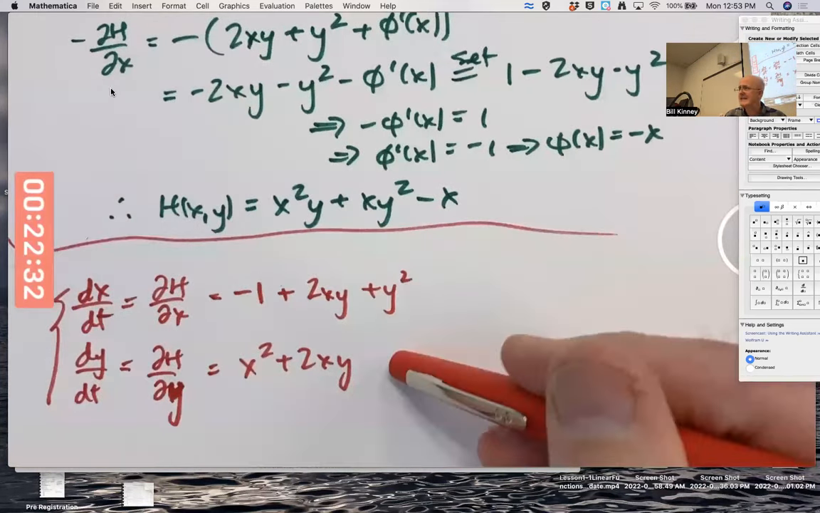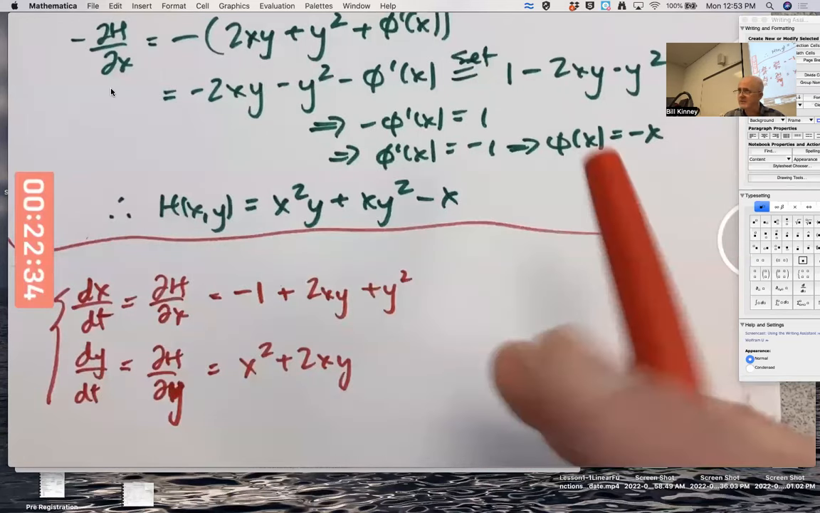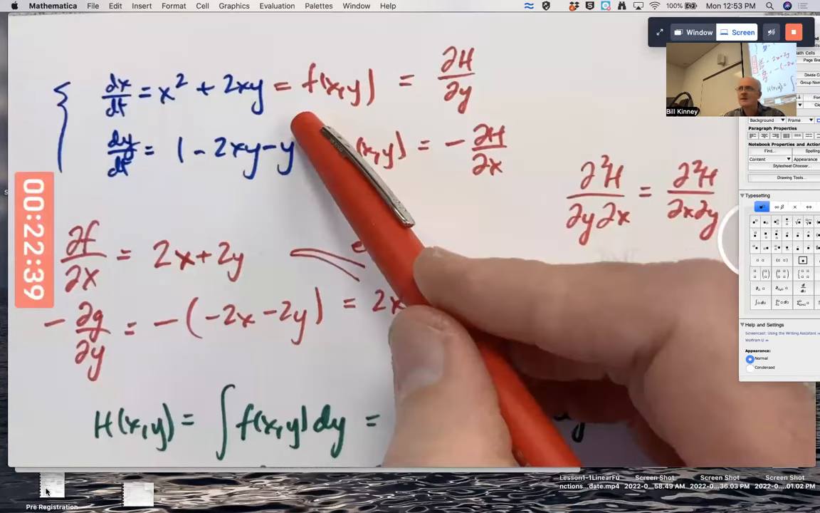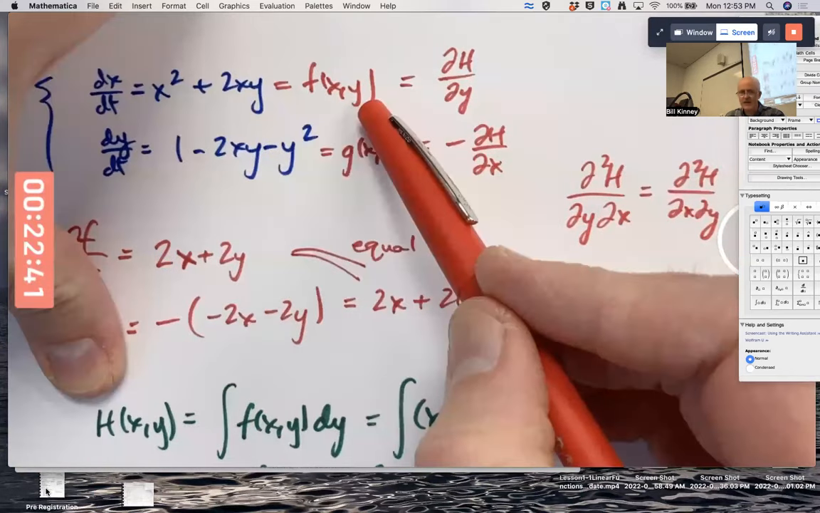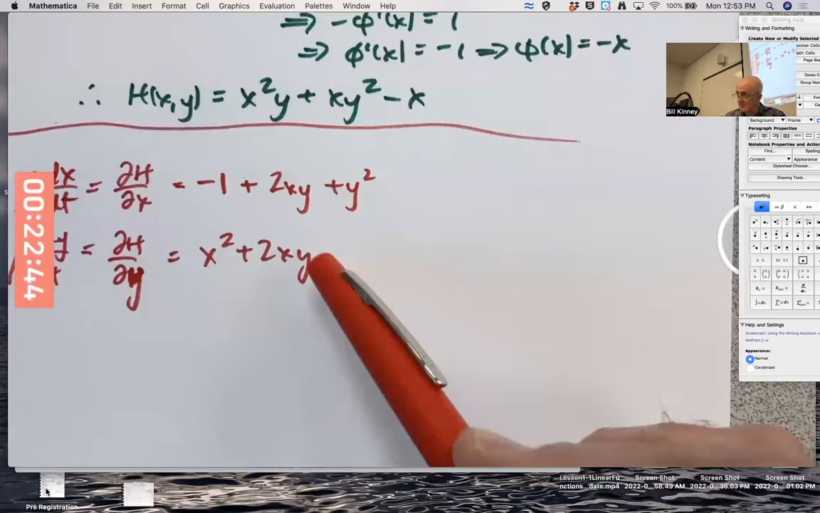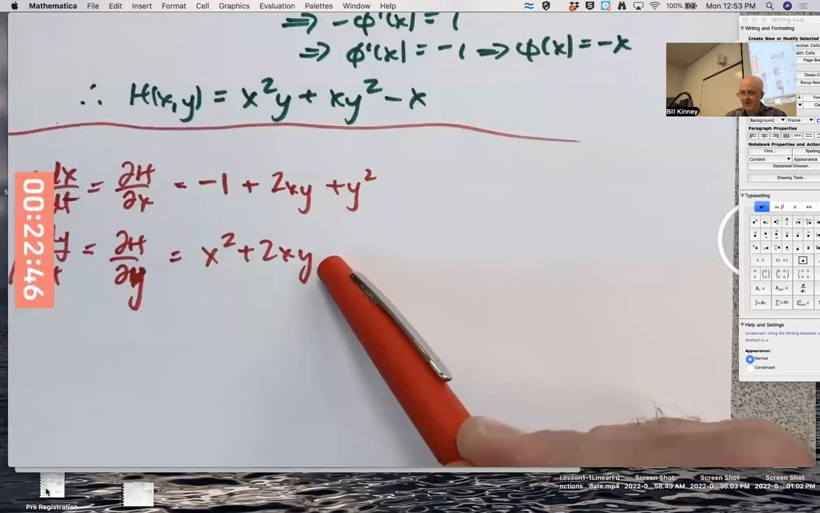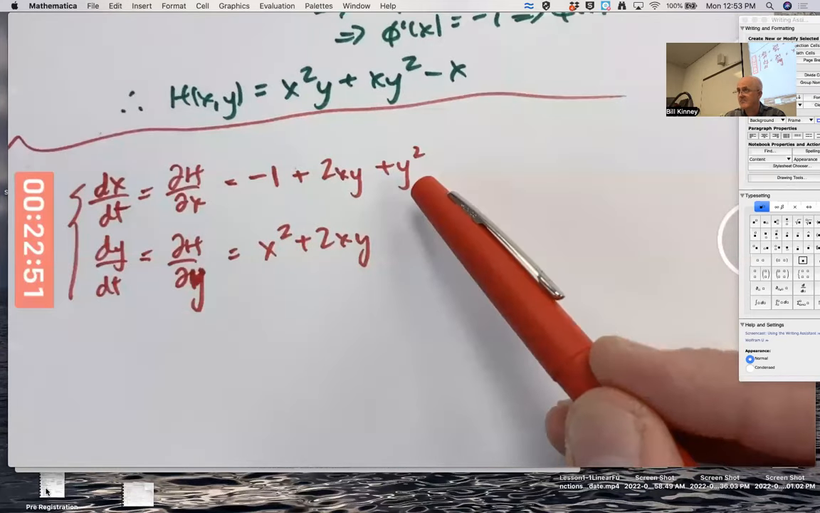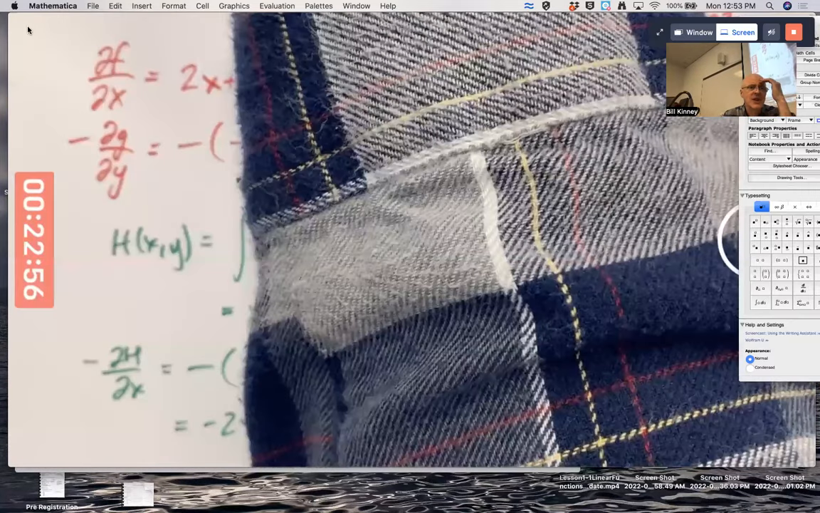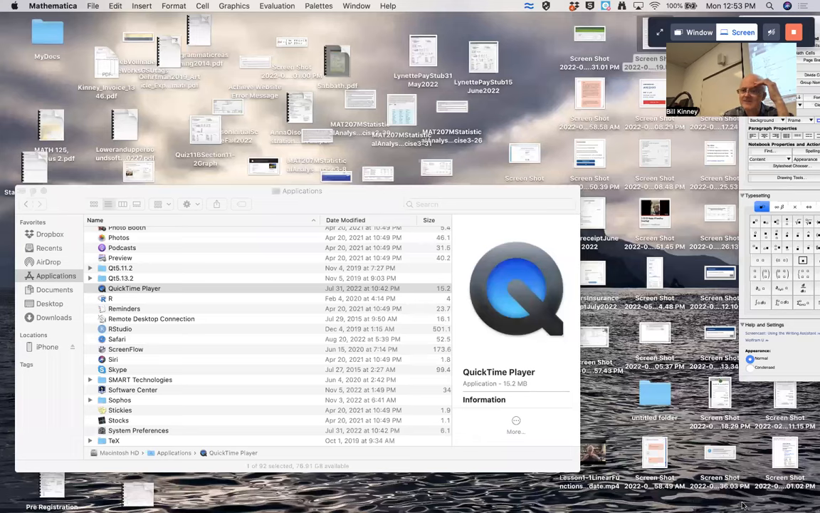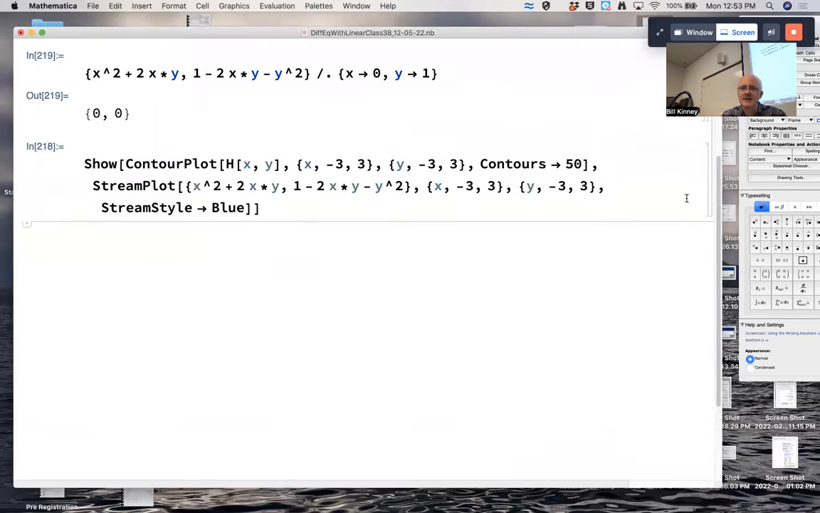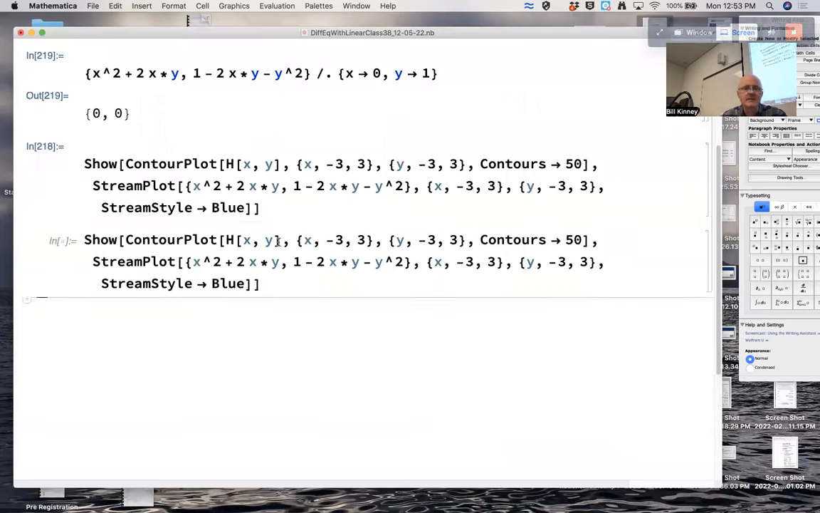The null-clines are actually the exact same, except their roles get flipped. The x null-cline of this system, where f is 0, becomes the y null-cline of this system, where that's 0. And the y null-cline of this system becomes the x null-cline of this system. And the equilibrium points are the same. Will the equilibrium points change from saddle points to something else? Saddle points actually don't change. They still stay saddle points.